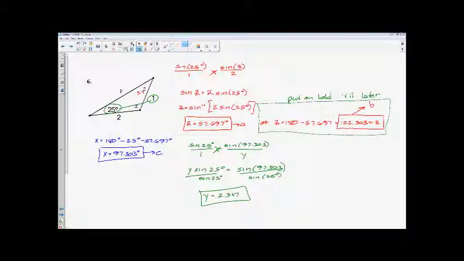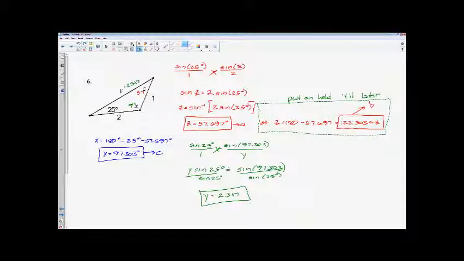And we get y to be 2.347. Let's make sure that that makes sense. X was about 97. 97 is my largest angle, so opposite 97 is my longest side of 2.3. 25 is my shortest angle, so 1, my shortest side, is opposite it. So always make sure that the triangles make sense in that way.